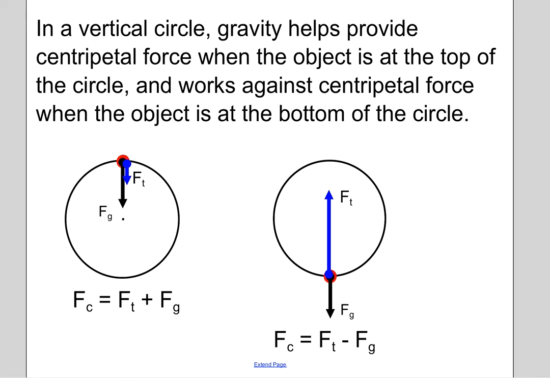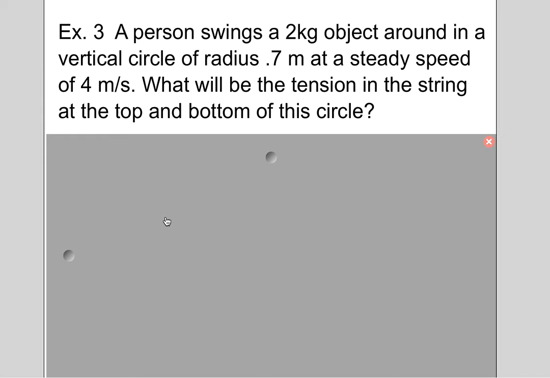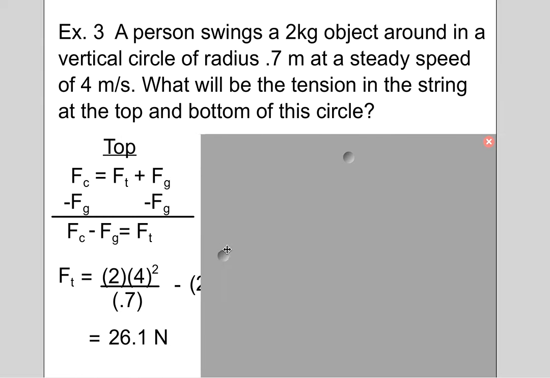All right, now, how can we use that in a problem? So let's take an example. A person swings a 2-kilogram object around in a vertical circle with a radius of 0.7 meters at a steady speed of 4 meters per second. What's the tension in the string at the top and the bottom of the circle? Okay, so let's take a look at the top of the circle.